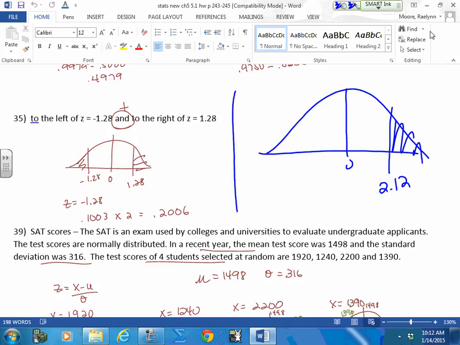Okay, so we're going to look up 2.12, and we're going to find that area to be 0.9830. And Aaron knows that can't be it, because look how little that is, right? So Aaron says he's going to subtract it from 1. Okay? Now, what's another way, Daniel, that I could do that?